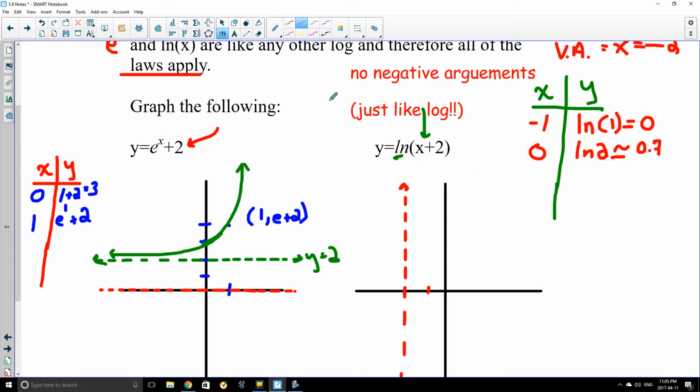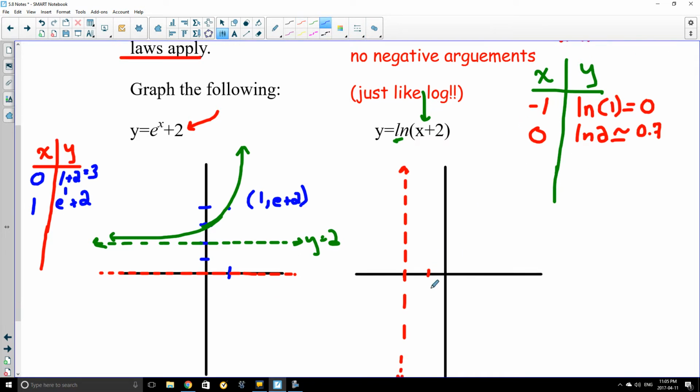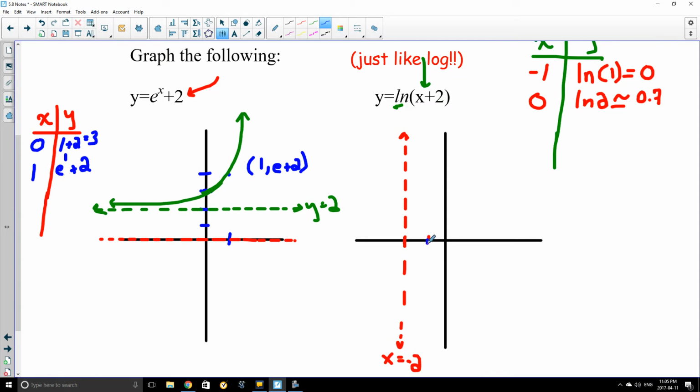Okay, so we can graph the point -1 for x and 0 for y, so we're right here. And then we can graph the point 0 for x and approximately 0.7, so we have to label it. Okay, so that is our all important y-intercept. So we should label 0, use the exact value ln 2.